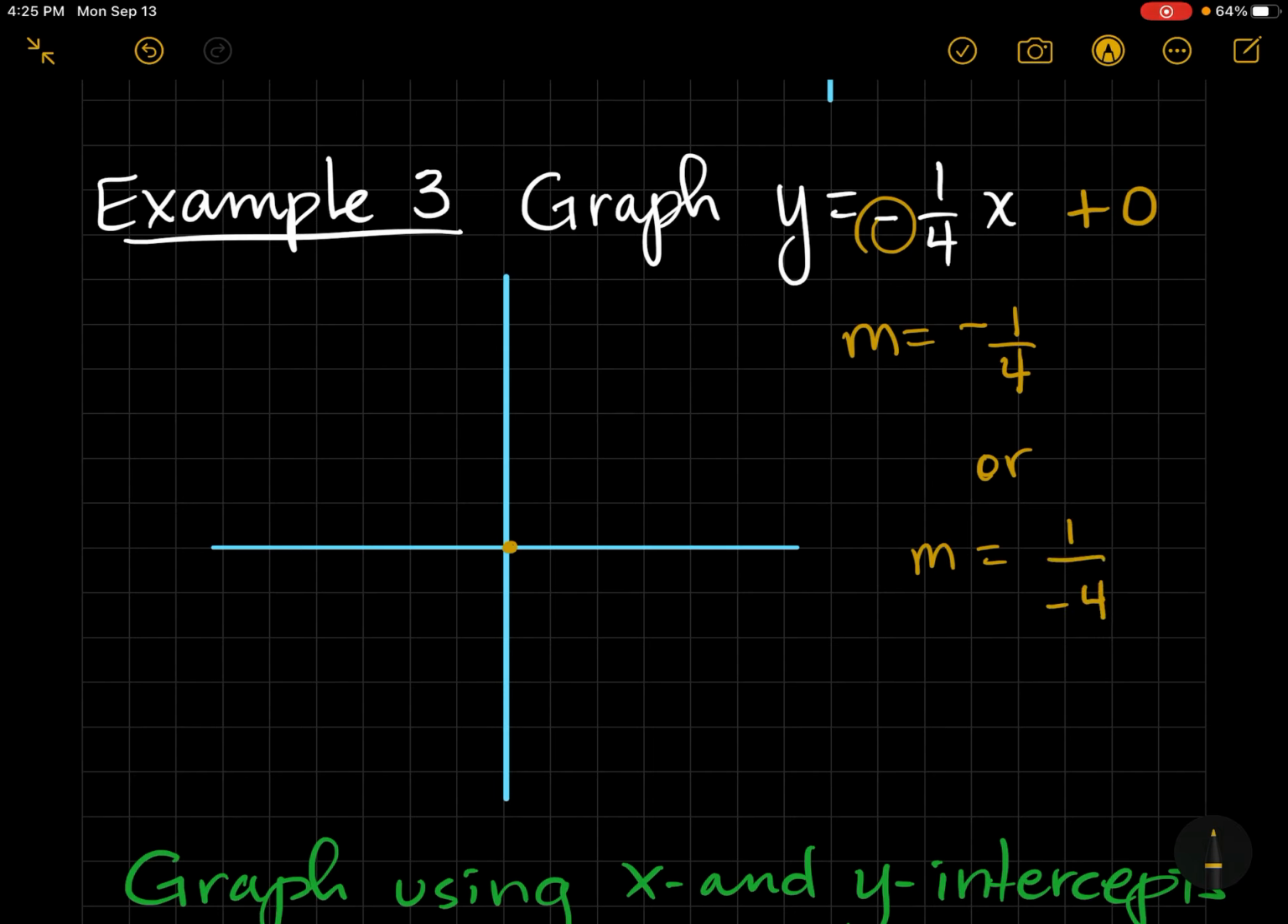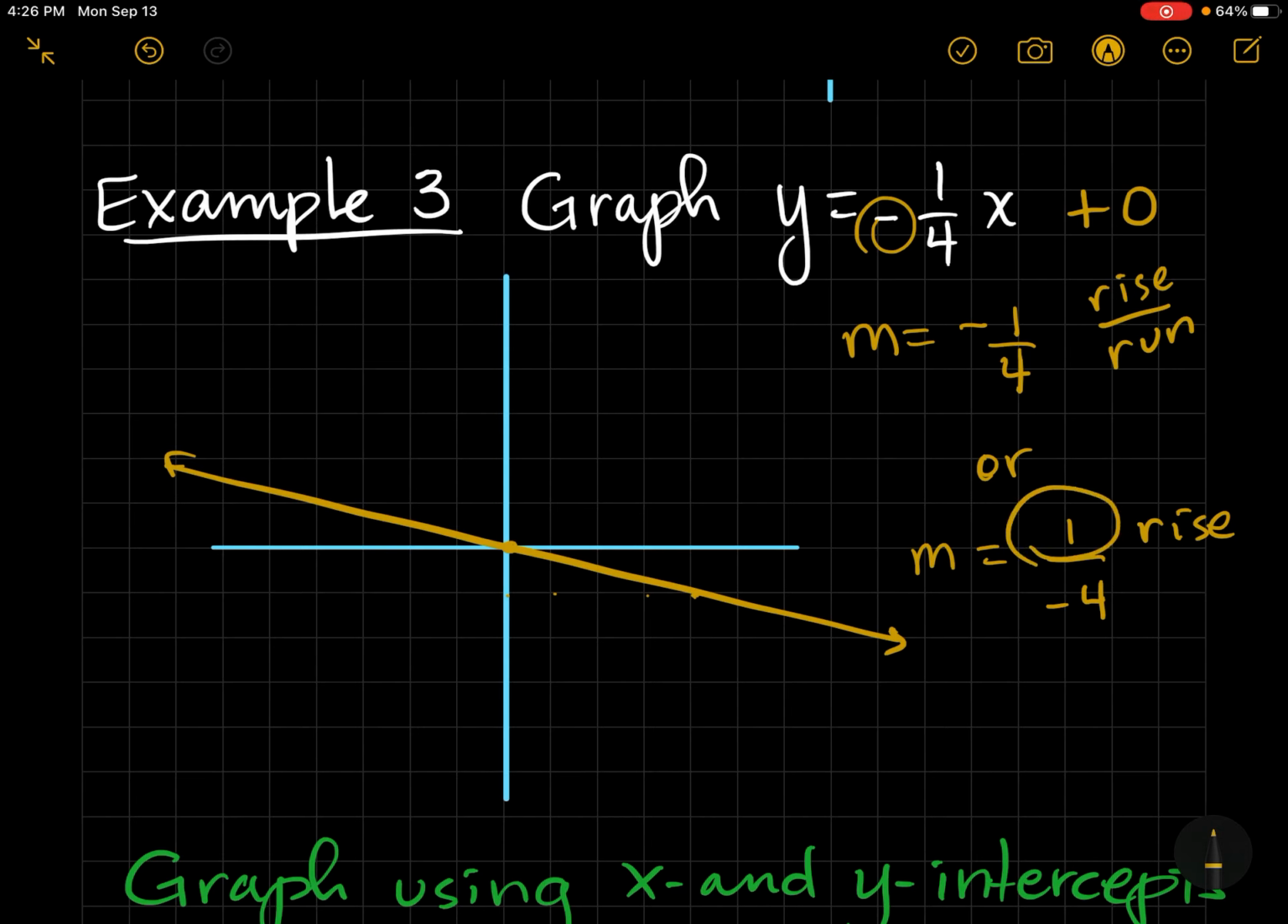So, a negative rise actually means to go down, okay? So, negative rise means go down 1 and run 4. 1, 2, 3, 4. Okay, so that's our line. But I'd like to show you that it would be the same thing if I thought about rising, going up positive 1, and then letting my run be negative, which just means run backwards.